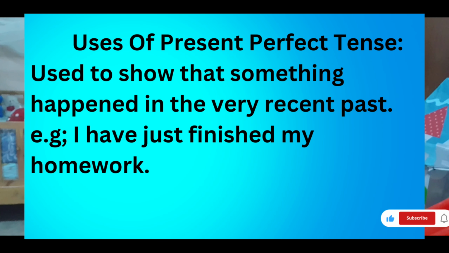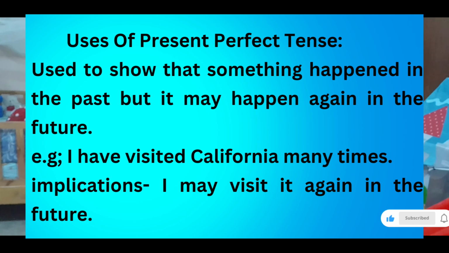Present perfect tense is also used to show that something happened in the very recent past. For example, I have just finished my homework. Have just finished my homework, which shows that I have just finished it a few moments ago, a few minutes ago. Present perfect tense is also used to show that something happened in the past and it may happen again in the future. I have visited California many times. That means I may visit it again in the future.